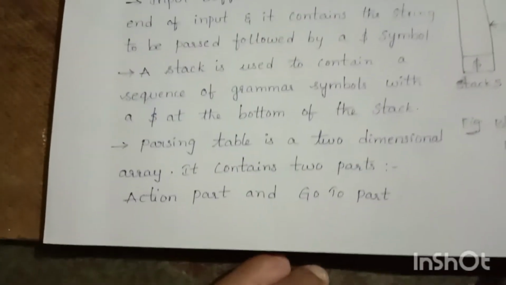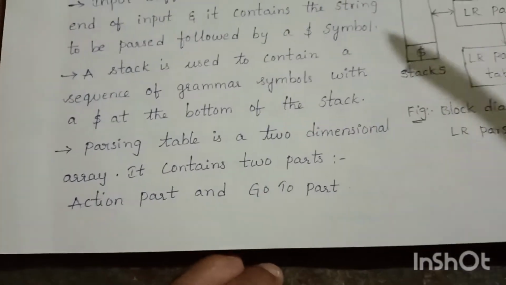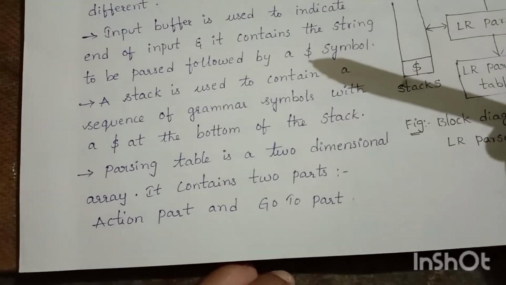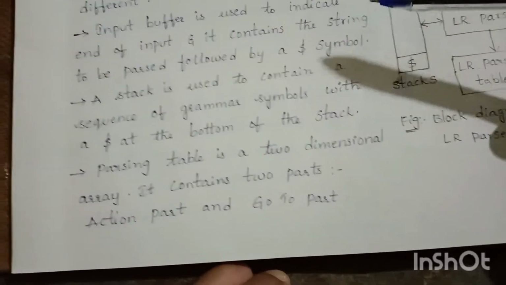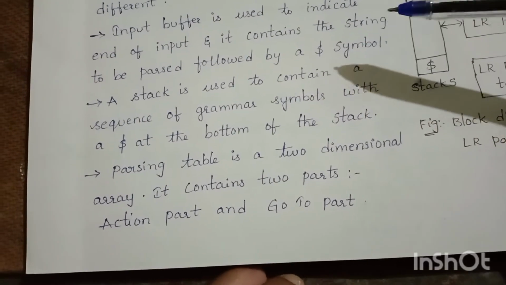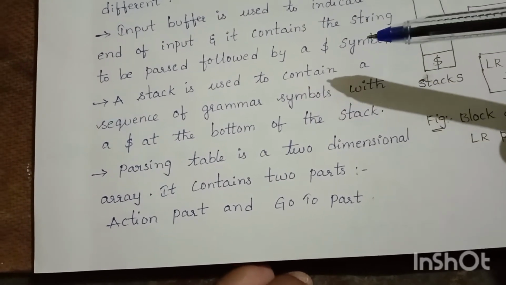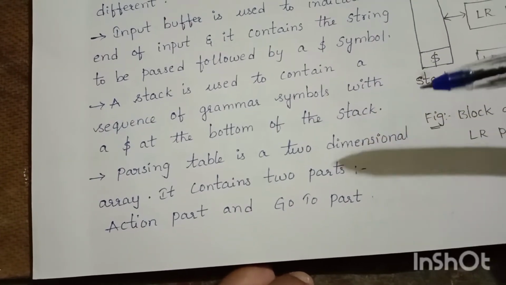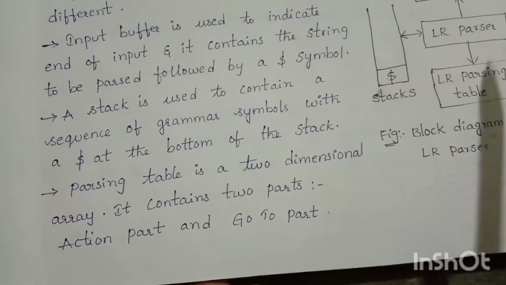So input buffer is whatever input string we need to parse, that input string we take in the input buffer, and stack is whatever sequence of grammar symbols we insert into the stack. And parsing table is a two-dimensional array. It contains an action part and a goto part.